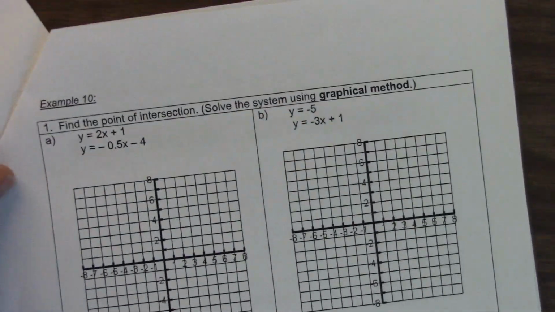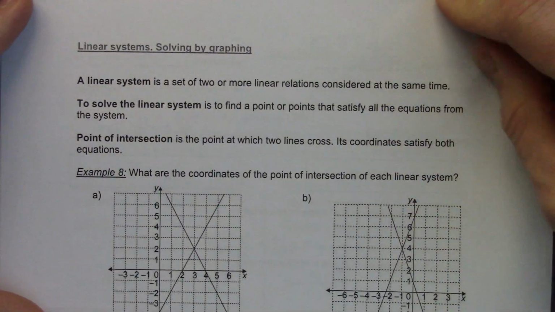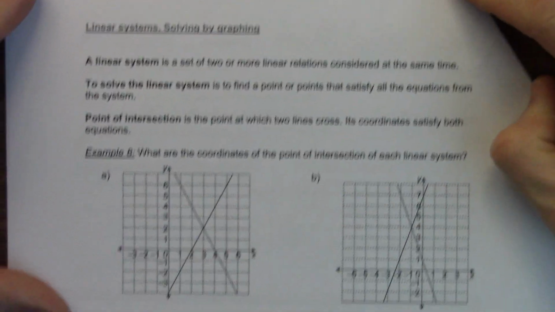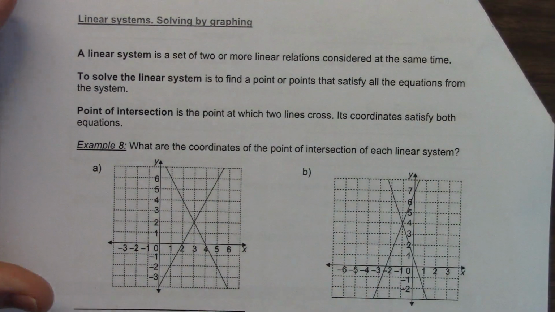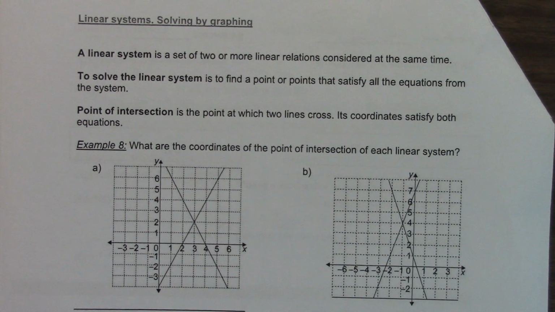All right, let's go. We got a few more, and then we're going to look at some Khan Academy. Linear systems, solving by graphing. A linear system is a set of two or more linear relations considered at the same time. So basically, linear system is a very fancy way of saying two lines. That's all it is, 2 lines.